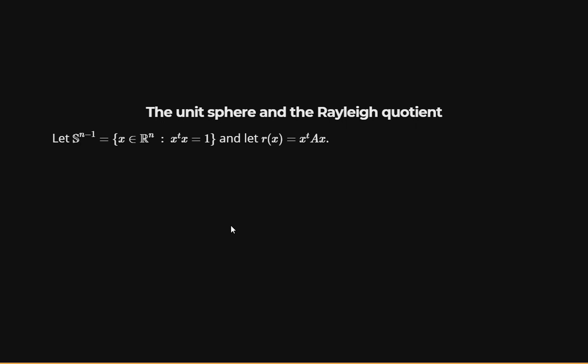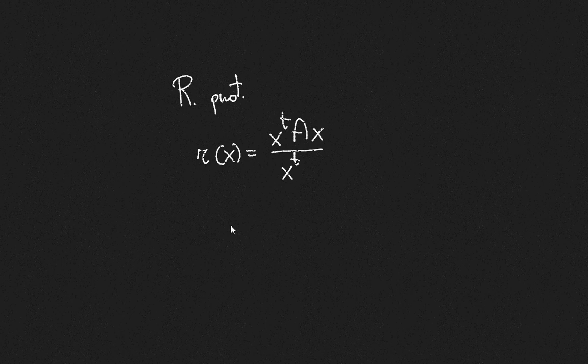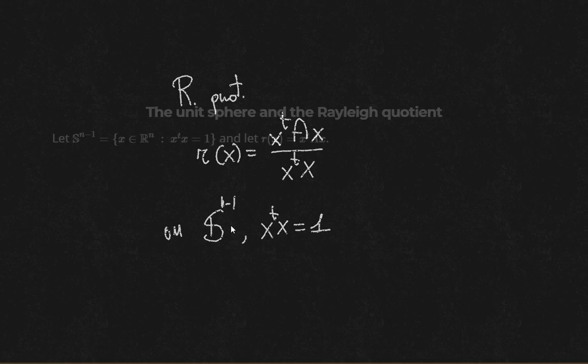Now, the unit sphere is the set of points which have norm 1. The Rayleigh quotient is, well, not exactly this function. The Rayleigh quotient is this function, that's why it's called quotient: X transpose AX over X transpose X. But obviously on the sphere this is 1, so you end up with a quotient without the denominator.